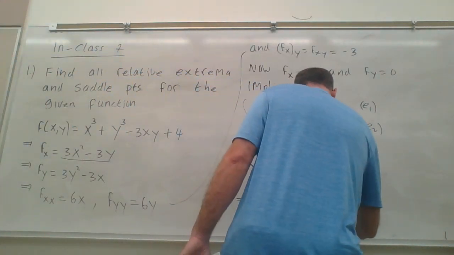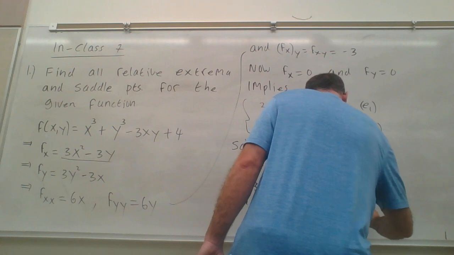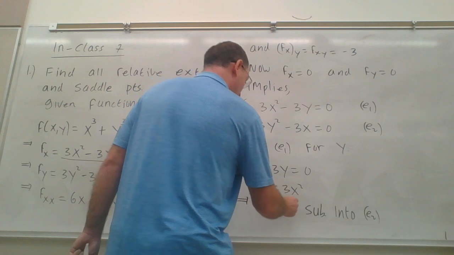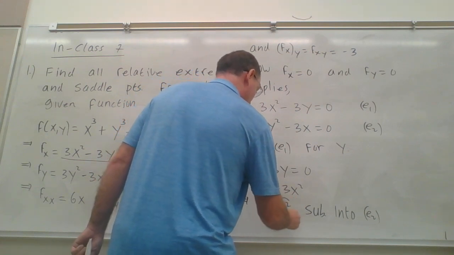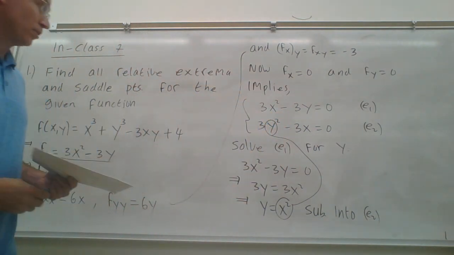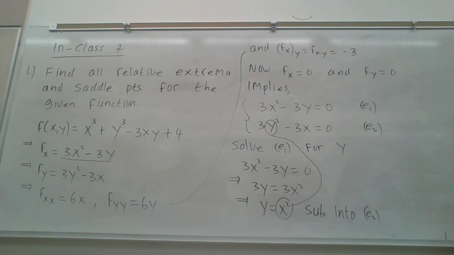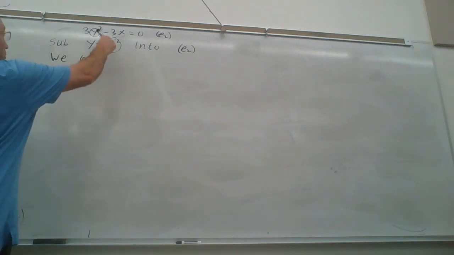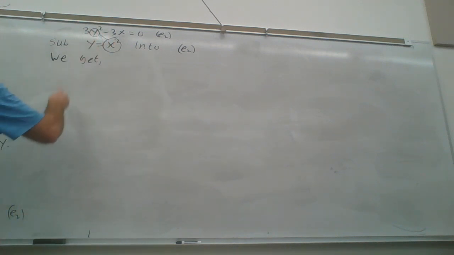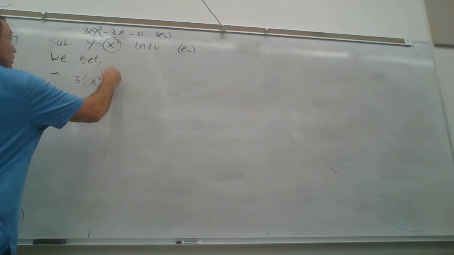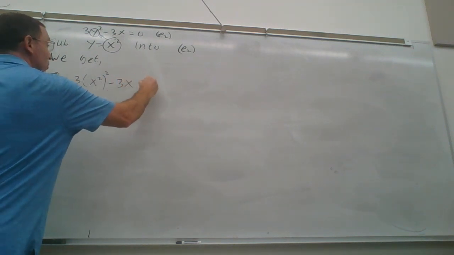So in particular, in place of y, I'm going to write x squared. Okay, so let's do that. Substituting y equals x squared into equation 2. We're putting x squared in place of y here. So we get then 3x squared minus 3x equals 0.